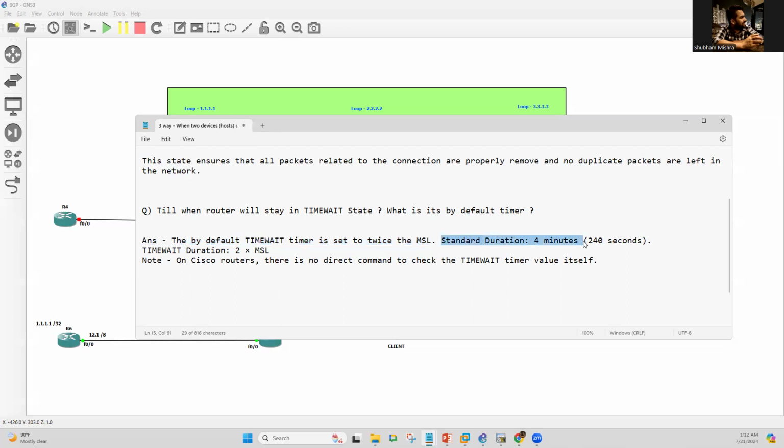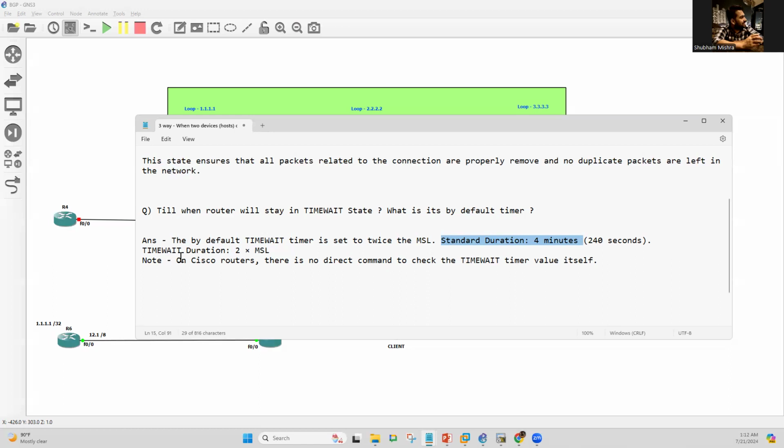The standard duration is 4 minutes. So by default the timer is 4 minutes. It means your TCP connection, or you can say your interface, will be in time wait state for how much time? 4 minutes. Getting my point? And I told you the time wait state timer is twice the MSL. It means by default the MSL timer is 2 minutes. So that's the reason 2 times MSL is 4 minutes. Are you getting my point, everyone?